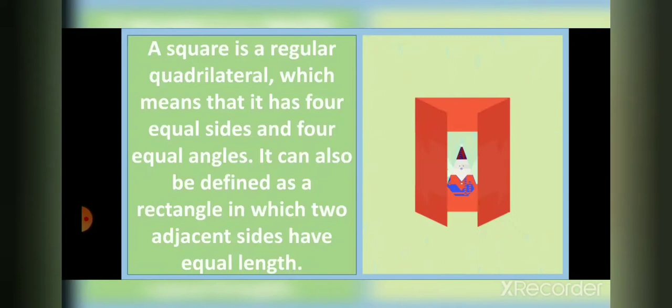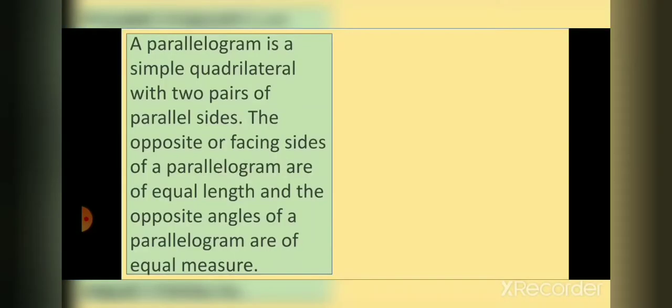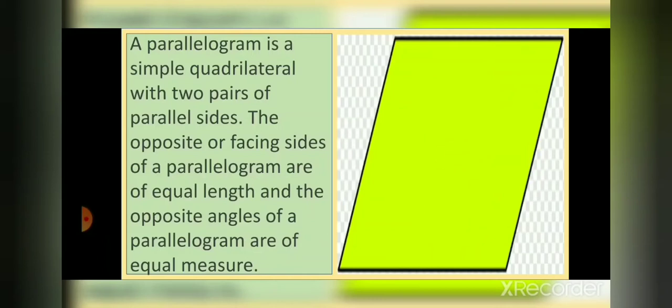My dear students, can you say what is a parallelogram? Yes, a parallelogram is a simple quadrilateral with 2 pairs of parallel sides. The opposite or facing sides of a parallelogram are of equal length and the opposite angles of the parallelogram are of equal measure. Very good students, you have cooperated with me a lot in the feedback session. That means you have learned your lesson.